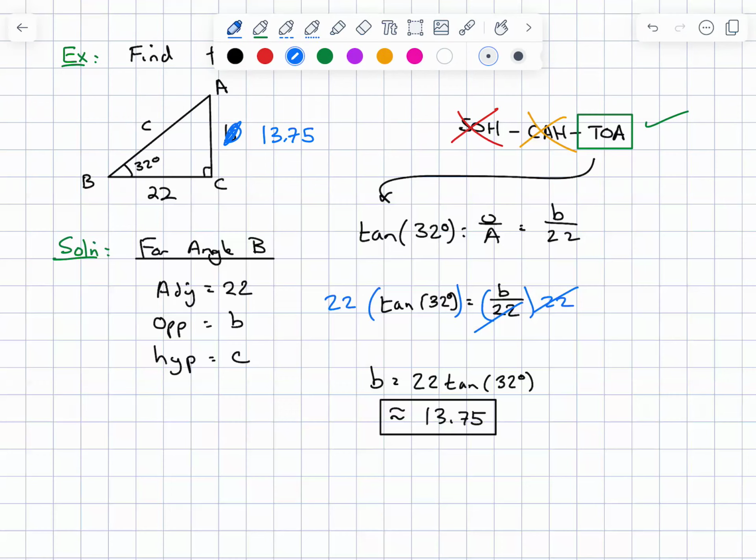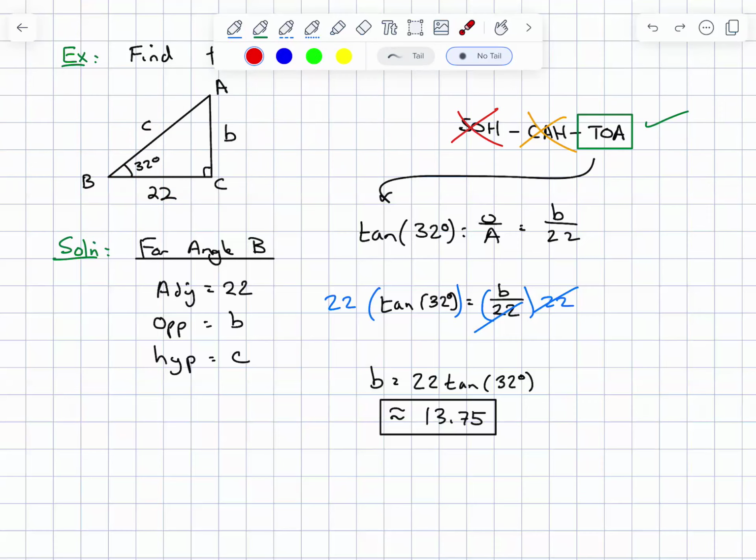If you're given both of these and you want to find C, you could use sine, which is opposite over hypotenuse, or you could use cosine, which is adjacent over hypotenuse. And both will get you the same answer. Great question. Any other ones?